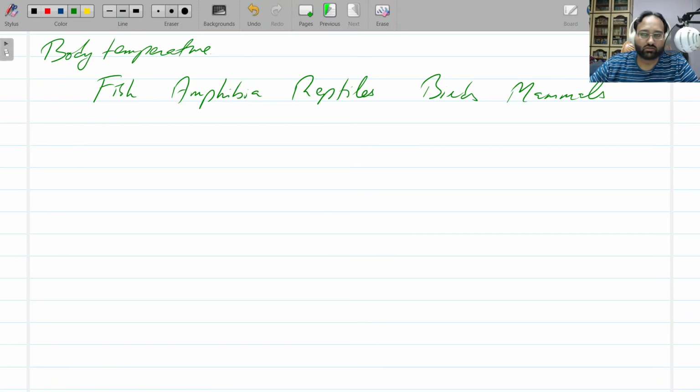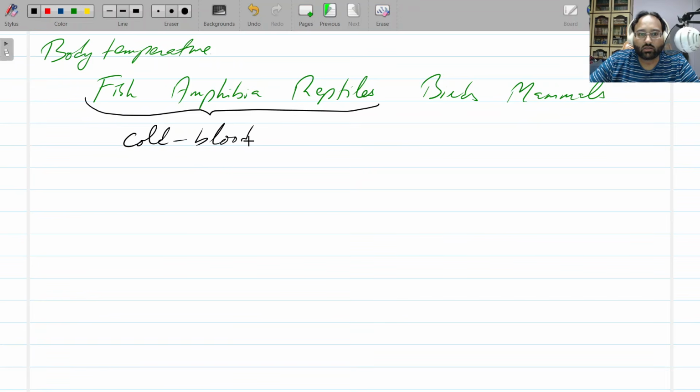So, for example, birds tend not to have teeth in their jaws. Now these three, the fish, amphibia, and reptiles, are vertebrates. Obviously, they have a vertebral column, and they are called cold-blooded vertebrates.